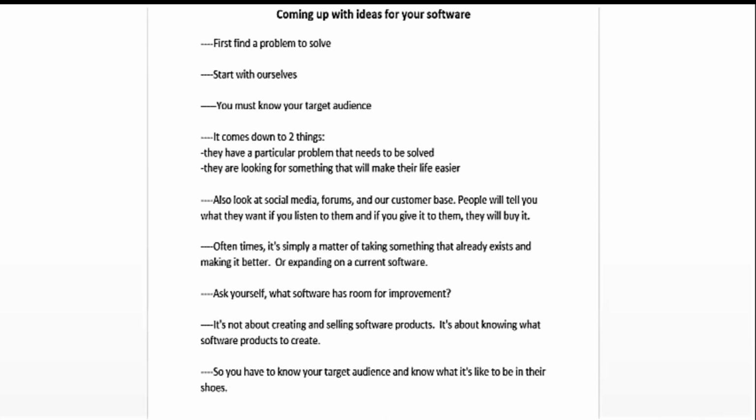So you got to ask yourself, what software out there has room for improvement? And you got to remember this: it's not about just creating and selling software products. There's a lot of money to be made in selling software products, don't get me wrong, but it's also about knowing what software products to create. So that's why it's important to know your target audience and know what it's like to be in their shoes.